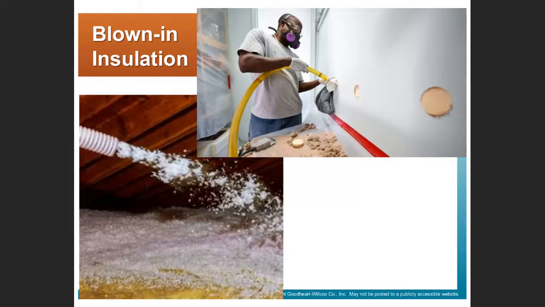Here is blown-in insulation. Again, this is a loose material, comes in bags, and then it's blown in. So this is an example of loose fill insulation in an attic. In this case, I have much deeper structural members, so I can put in a lot more insulation to get to that R49 that the code is calling for.